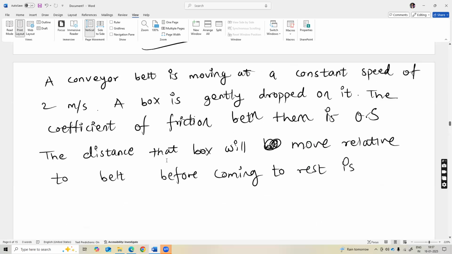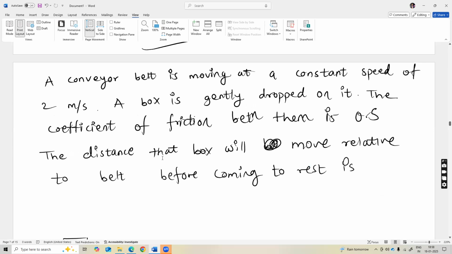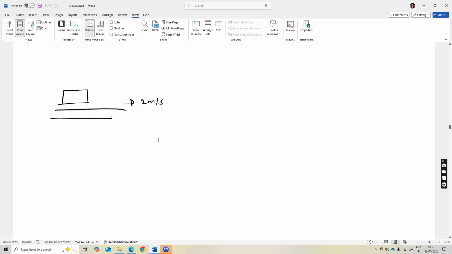Now they have given us that the conveyor belt is moving at a constant speed of 2 meters per second and the box is gently dropped on it. The coefficient of friction is 0.5. Let's say this is a conveyor belt moving at 2 meters per second and you have dropped a box. The mass of the box is not given. The coefficient of friction between the block and the conveyor is 0.5, so mu is 0.5 here.